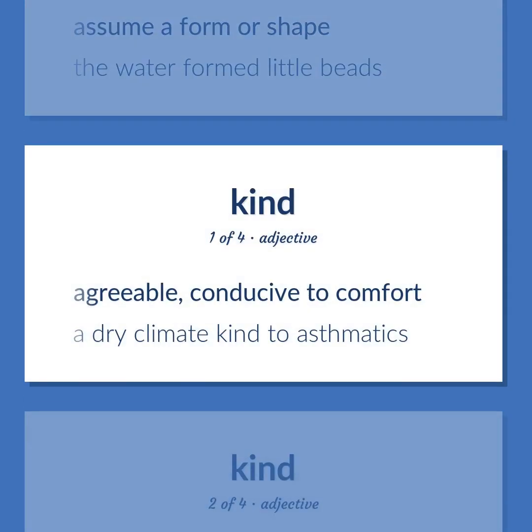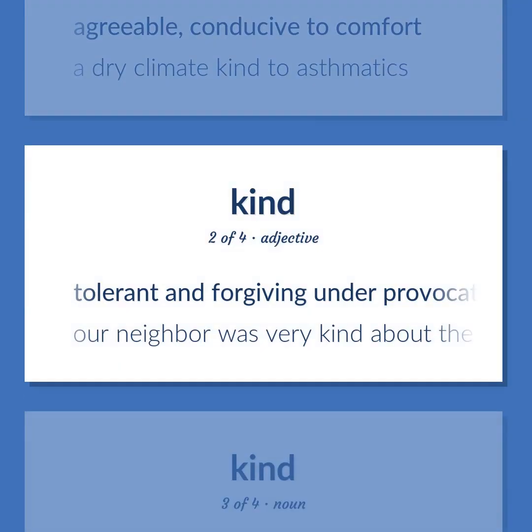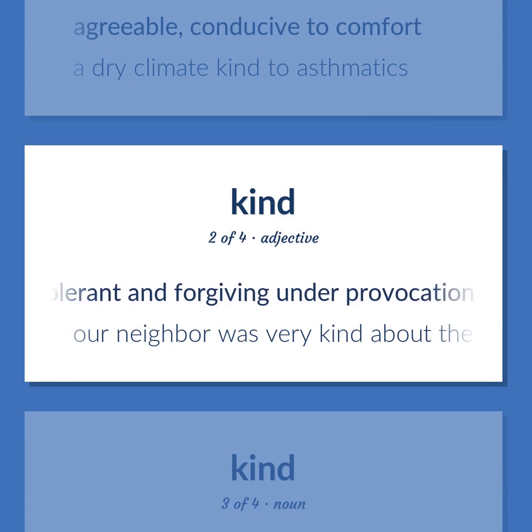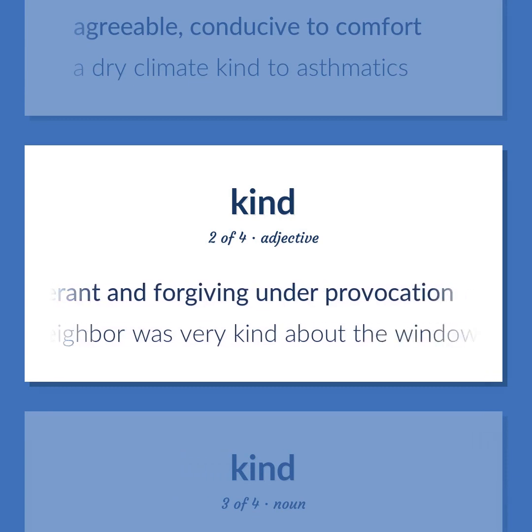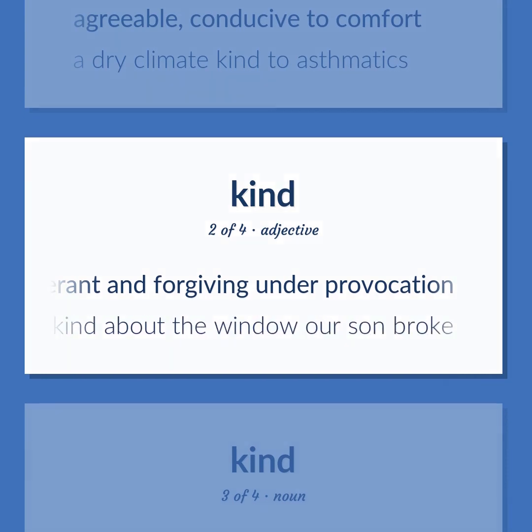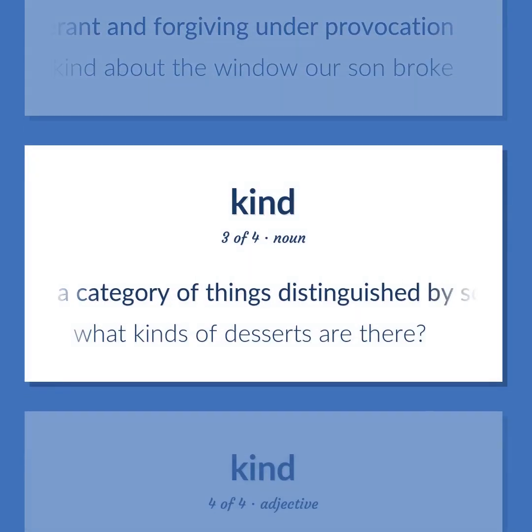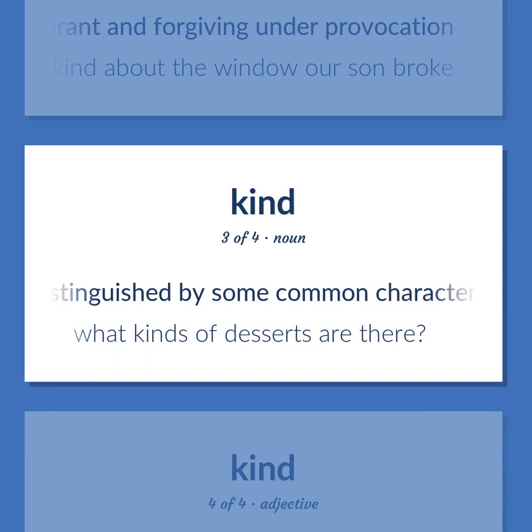Agreeable, conducive to comfort. A dry climate kind to asthmatics. Tolerant and forgiving under provocation. Our neighbor was very kind about the window our son broke. A category of things distinguished by some common characteristic or quality. What kinds of desserts are there?